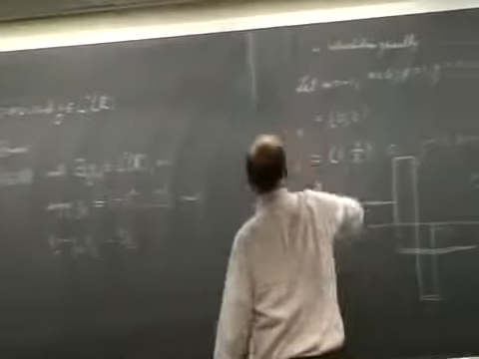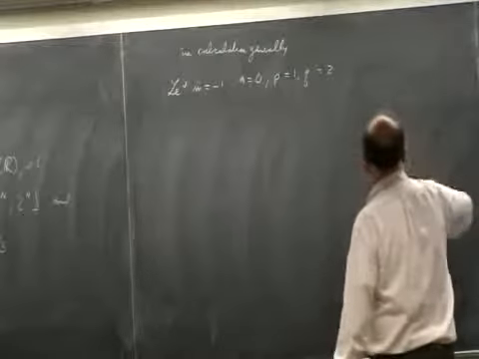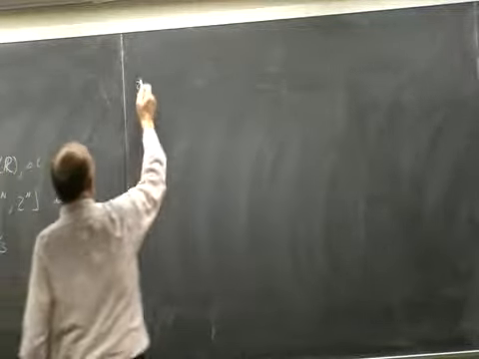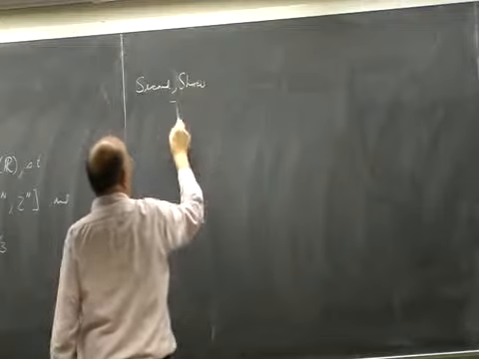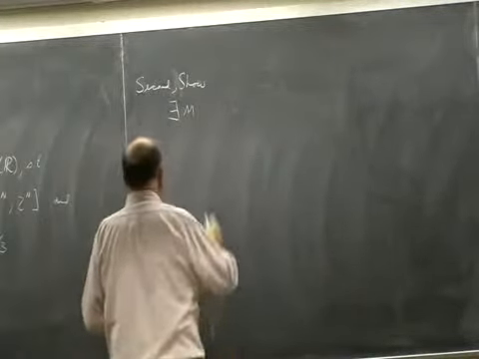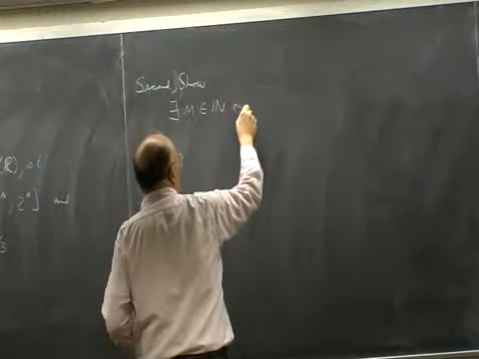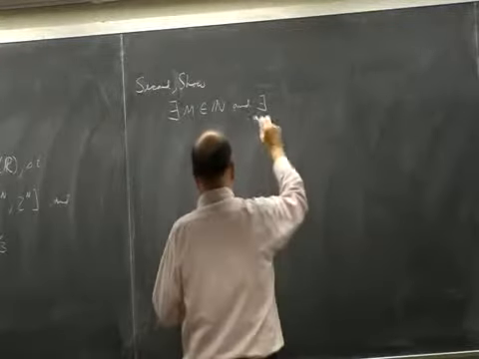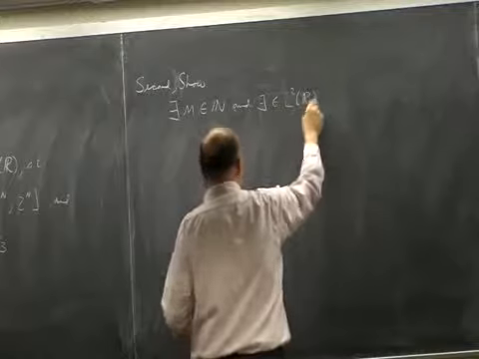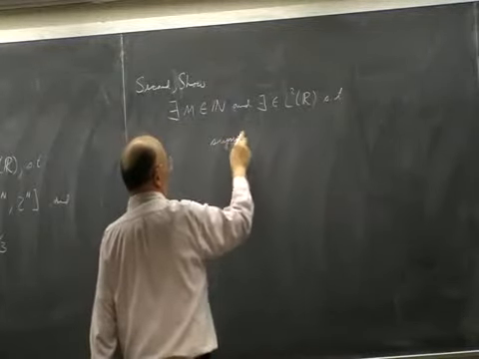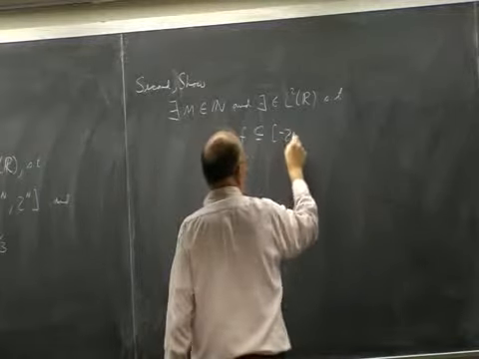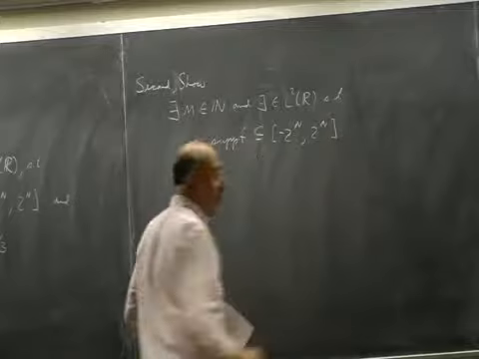The second step, excuse me. Second, show there exists an M in N, and there exists an F in L2 of R, such that the support of F is contained in minus 2 to the N, 2 to the N.